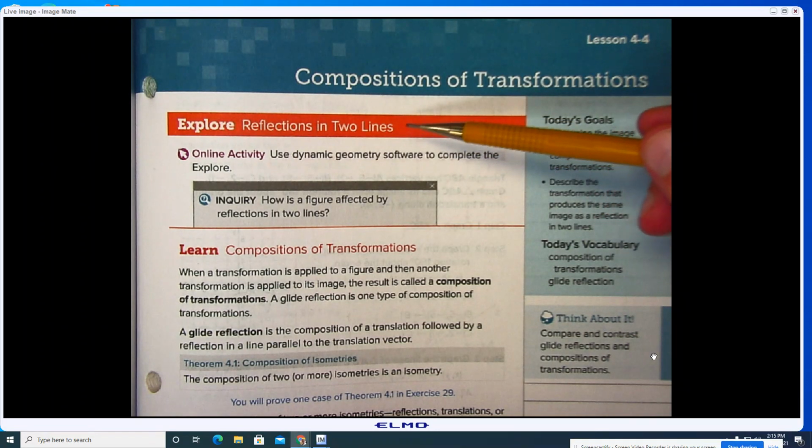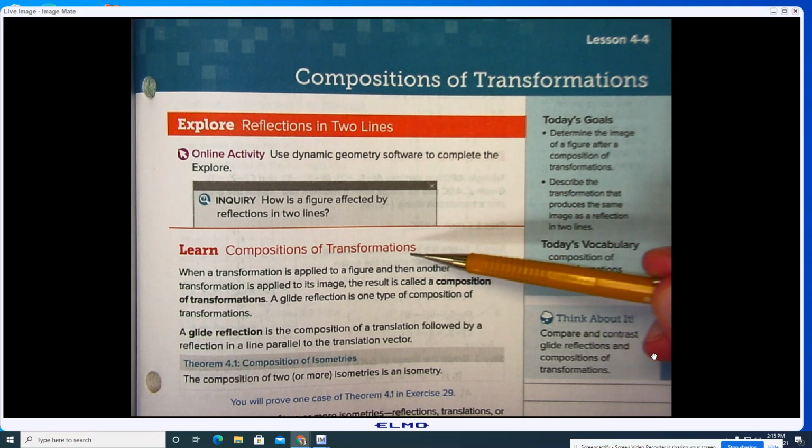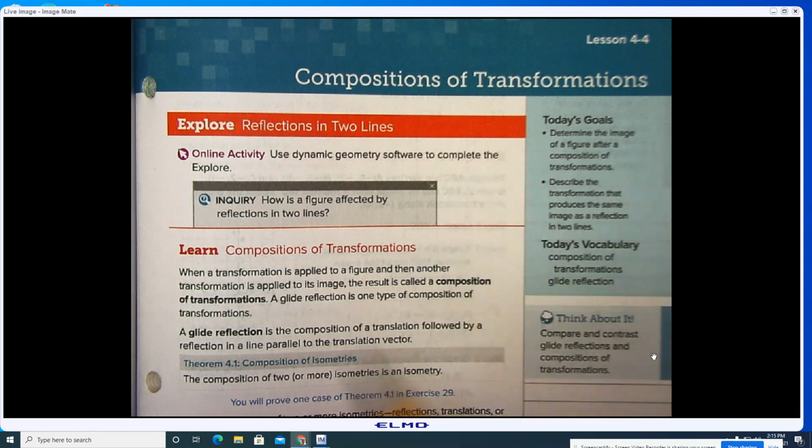Reflections in 2 lines. A couple questions here. Learn compositions of transformations. Composition of transformations means there's more than one transformation happening on an object or figure. When a transformation is applied to a figure and then another transformation is applied to its image, the result is called a composition of transformations. So it's at least two transformations on an image or on a figure.